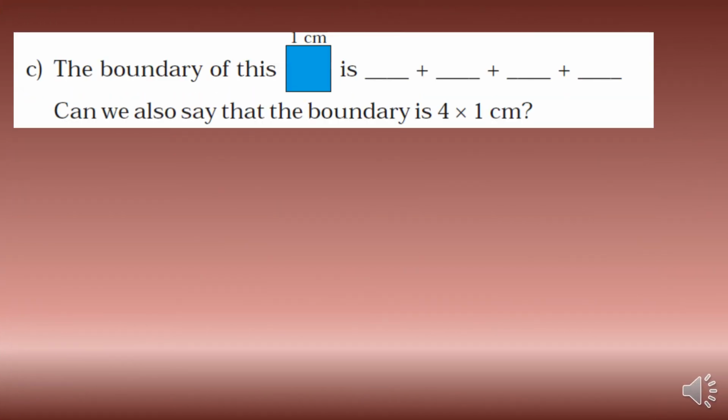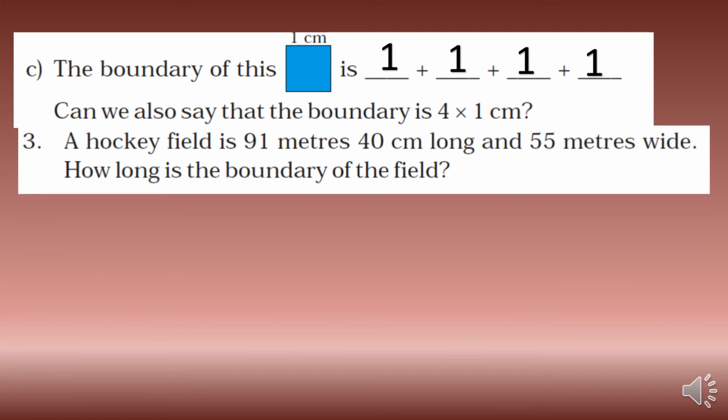So the boundary of this square, 1 centimeter from each side, is 1 plus 1 plus 1 plus 1, that is equal to 4 centimeter. Can we also say that the boundary is 4 multiplied by 1 centimeter? Yes, we can say that.